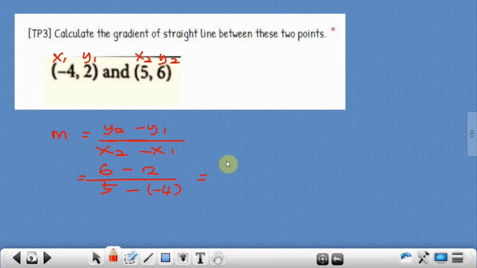6 minus 2 is 4. 5 plus 4, negative becomes plus, right? So it's 9. So the gradient between these two points is 4/9.